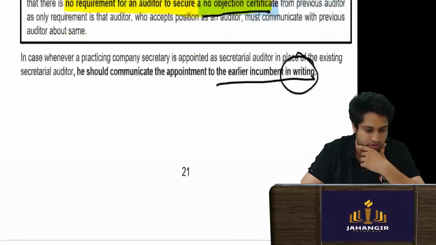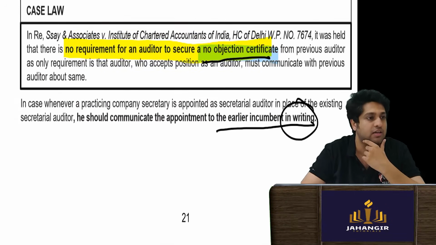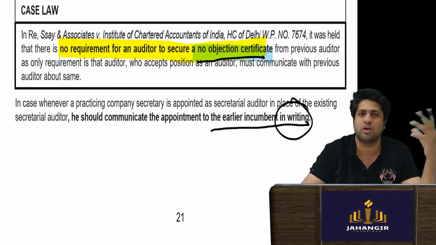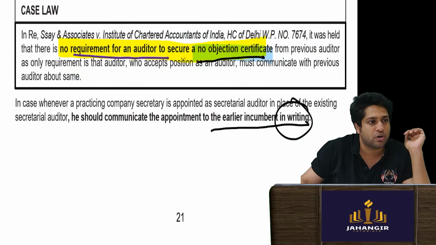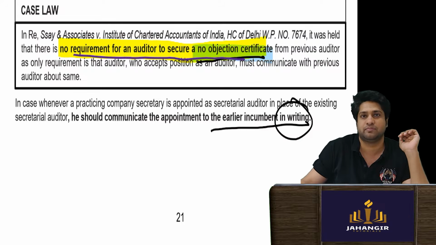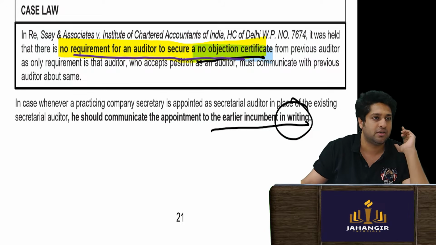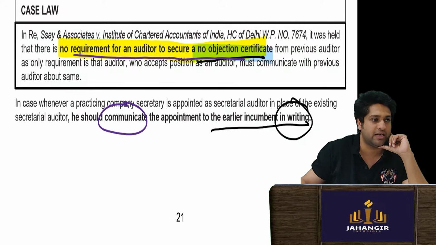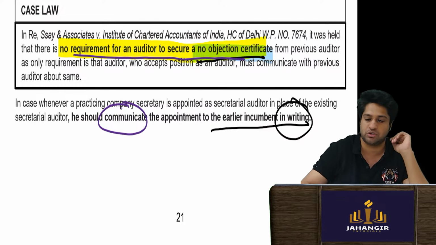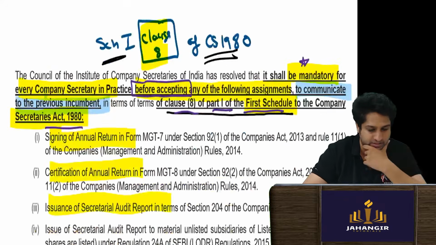Communication to the previous auditor we have done, and now they had asked, what if he says no, and what if he doesn't give? The answer is we don't care. There is no requirement for the auditor to secure a NOC. This intimation is required, so we just have to intimate, communicate. Written communication is not required.